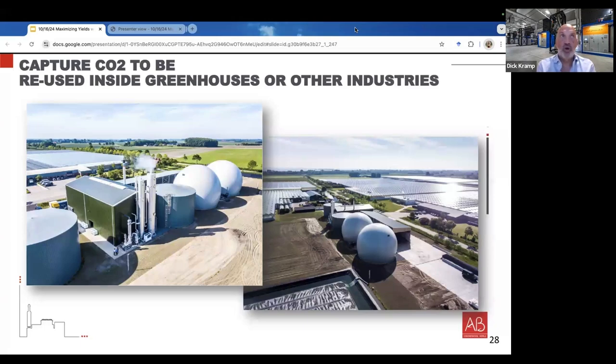We have done projects for Coca-Cola, Pepsi, and other big beverage brands, where we produce food-grade CO2. It was still not affordable for the greenhouse industry because the capital expenditure for this kind of system was very high. But nowadays, now that liquid CO2 is becoming so expensive, it starts to make sense again.